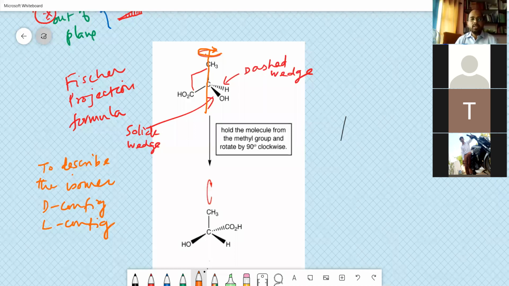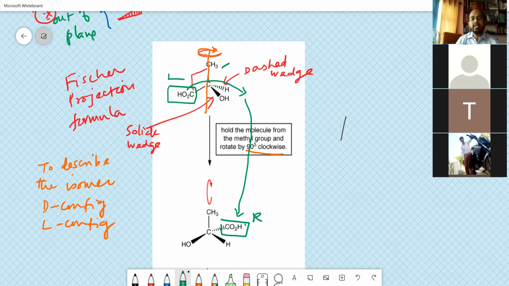So hold the molecule from the methyl group and rotate 90 degrees clockwise, right? When you rotate clockwise, you can see that this CH3 is there, and this COOH has simply moved. This particular COOH group, left line, right. So you need to take an axis and rotate by 90 degrees. 90 degrees is very important for writing the structure.